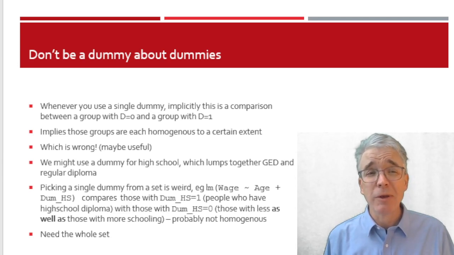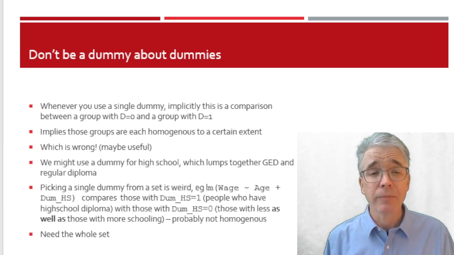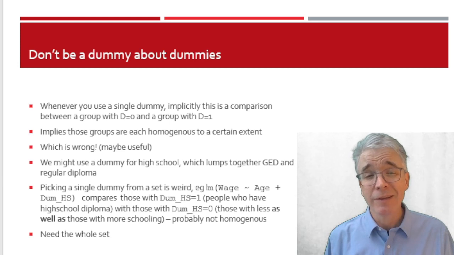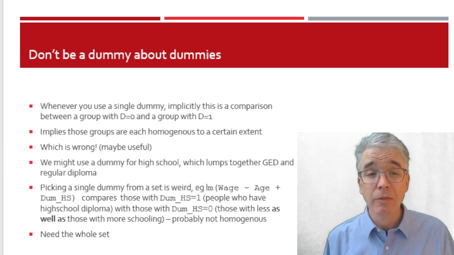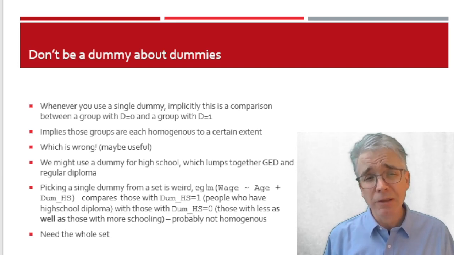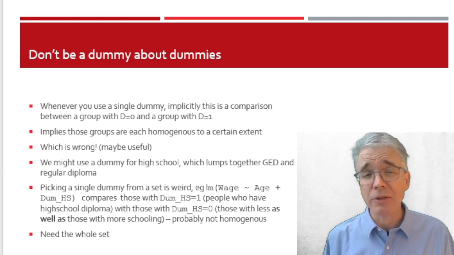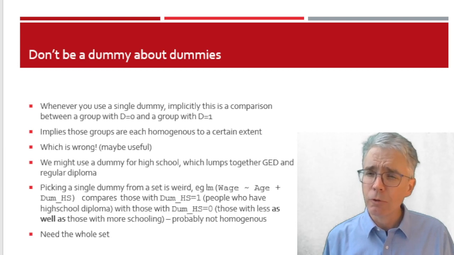For example, you might use a dummy if a person has a high school diploma, which will lump together people who got that regular diploma along with people who got the GED. In the US, that means they did not graduate at the usual time. They dropped out of high school, came back, completed it later. Those two groups, people with a regular diploma and people with a GED, might well have some distinctions in different outcomes. But in other analyses, it could be sensible to bunch them together nevertheless. Wrong, but useful.